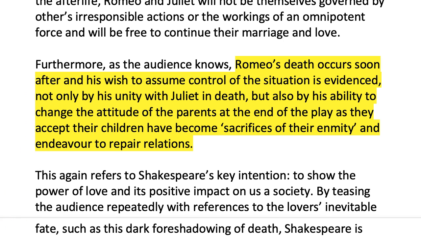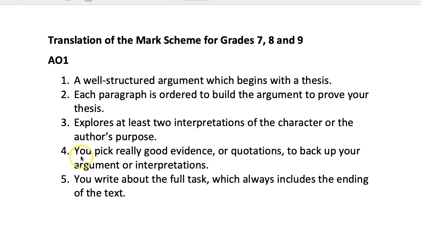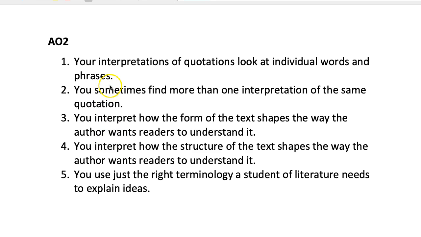although he hasn't fully explored that view. Right, that last example where we had the embedded quotation from the end of the play is also evidence of quotation used to back up the argument and interpretation, and it's also a really well chosen quotation. So already, just from the brief extracts I've shown you, we know he's got everything for grade 7 and above in AO1.